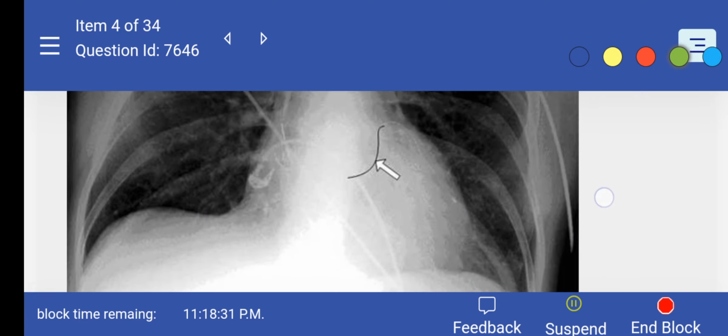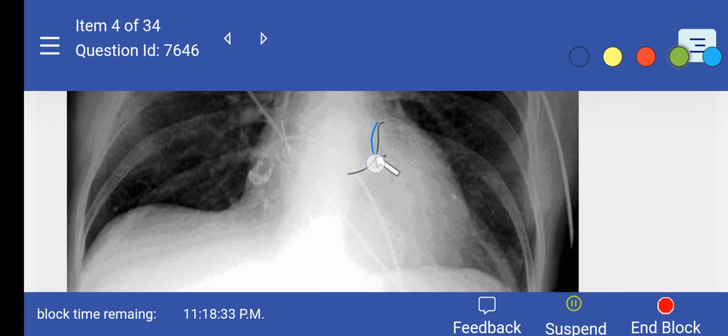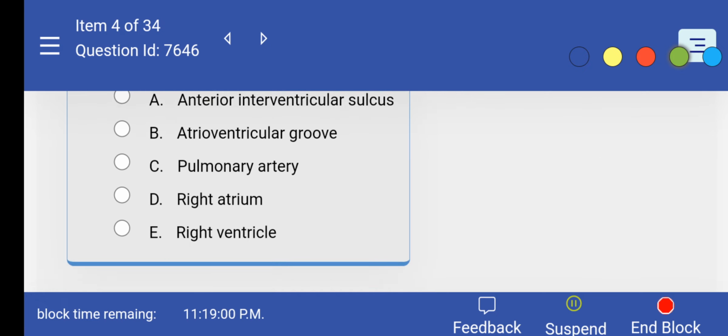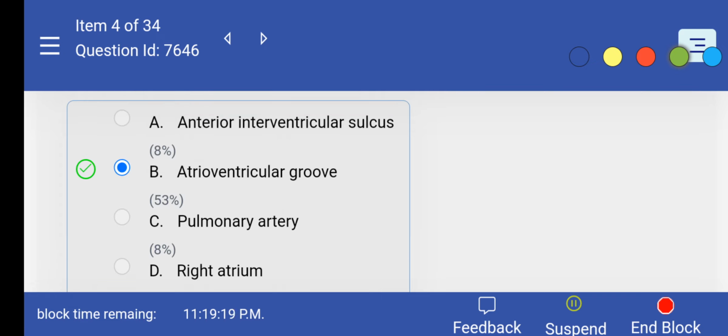So they're talking about this thing, right? So they have given various options. Let us see. So the highlighted segment most likely lies within which of the following structures? For example, inferior interventricular sulcus, AV groove, that is atrioventricular groove. Then we have pulmonary artery. Then we have right atrium and right ventricle. Pause it and give the answer. So the correct answer for this question is option B, that is AV groove.